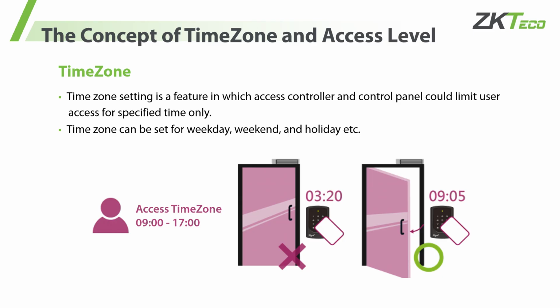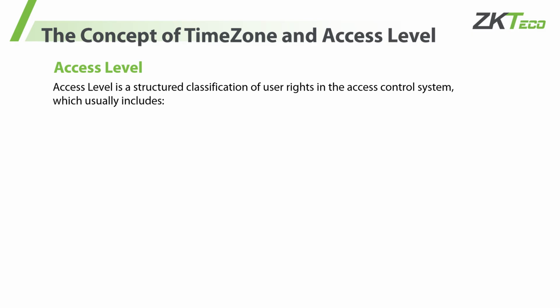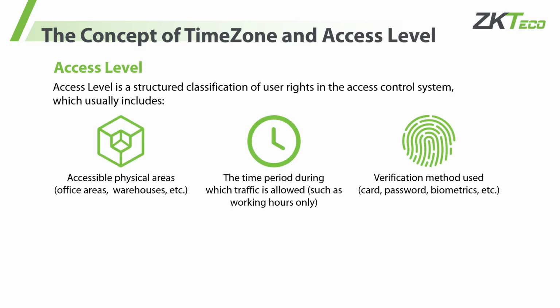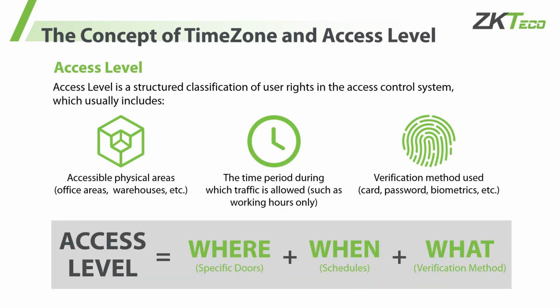Access level refers to the structured classification of user permissions in an access control system, typically including accessible physical areas, for example, office zones, server rooms, warehouses. Permitted time periods integrated with the time zone feature, such as restricted to working hours. Authentication methods, for example, card swiping, passwords, biometric verification. Permission priorities or constraints, for example, temporary access, emergency override permissions. In summary, access control is equal to where plus when plus what.